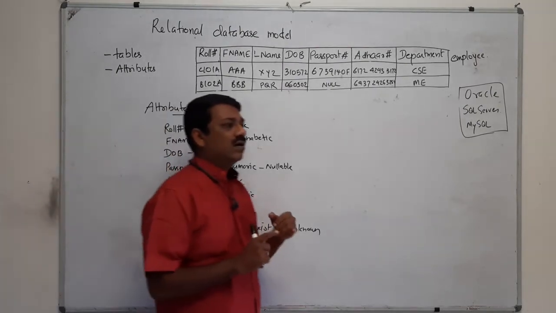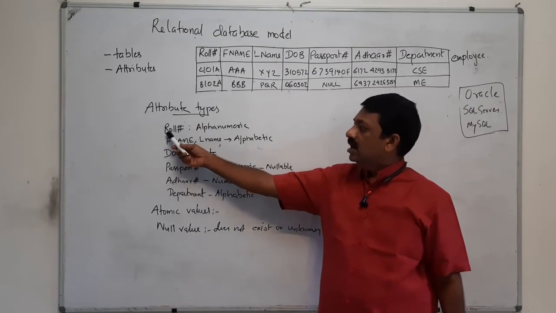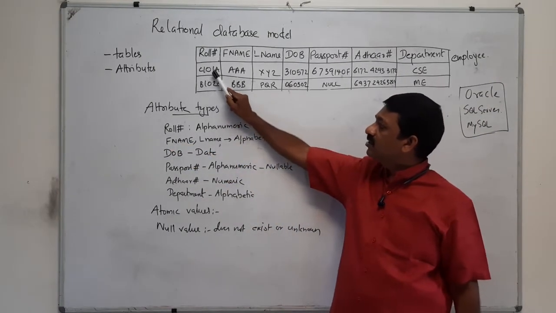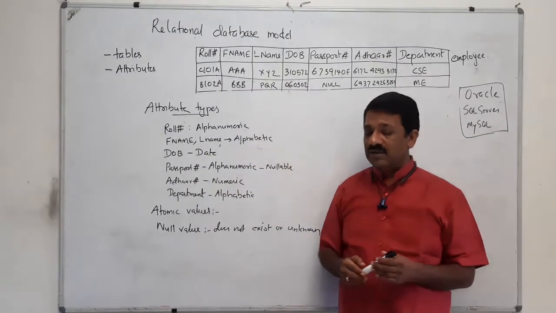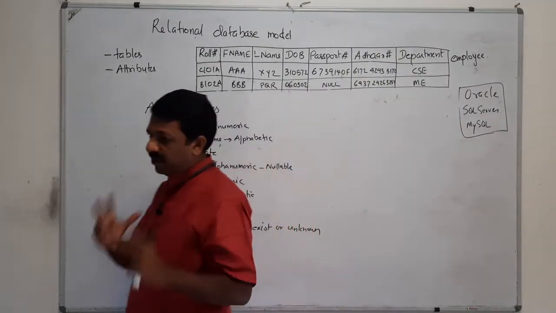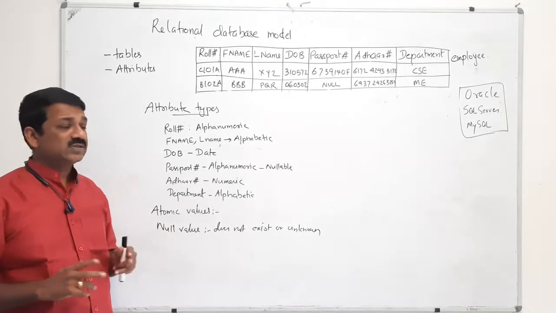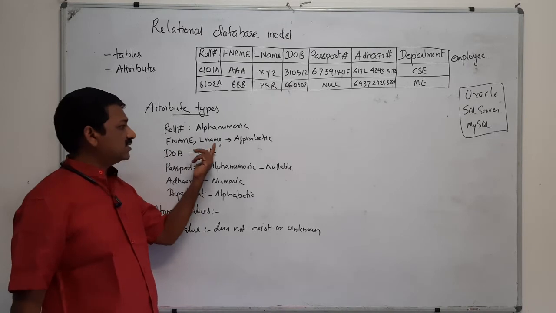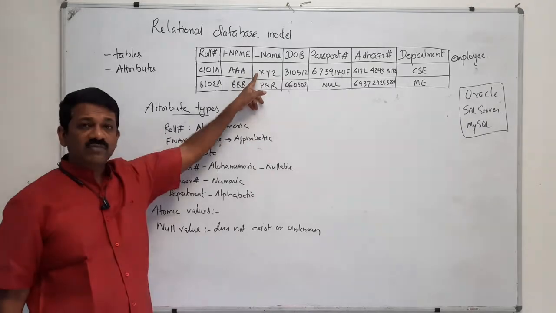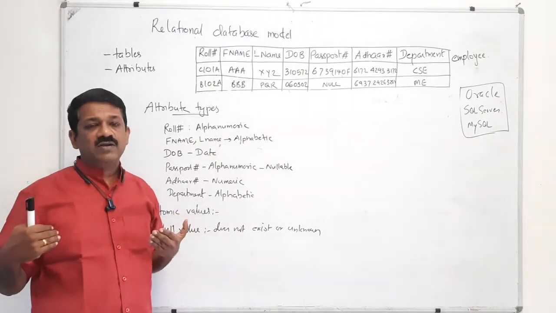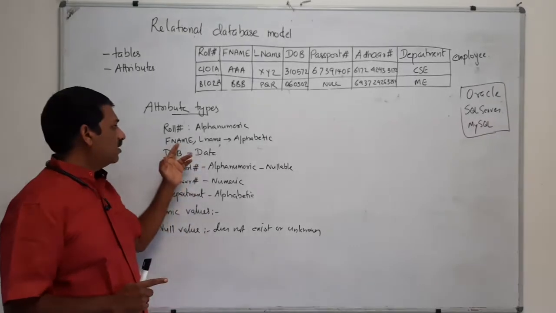That means alphabets and numbers are allowed as a roll number. For example, C101A has alphabets and numbers, that is why this is alphanumeric. For every attribute there is a domain. Domain means set of permissible values. Here first name and last name are alphabetic, which means only alphabets are allowed as part of a name. Numbers and special characters are not allowed as part of first name and last name.